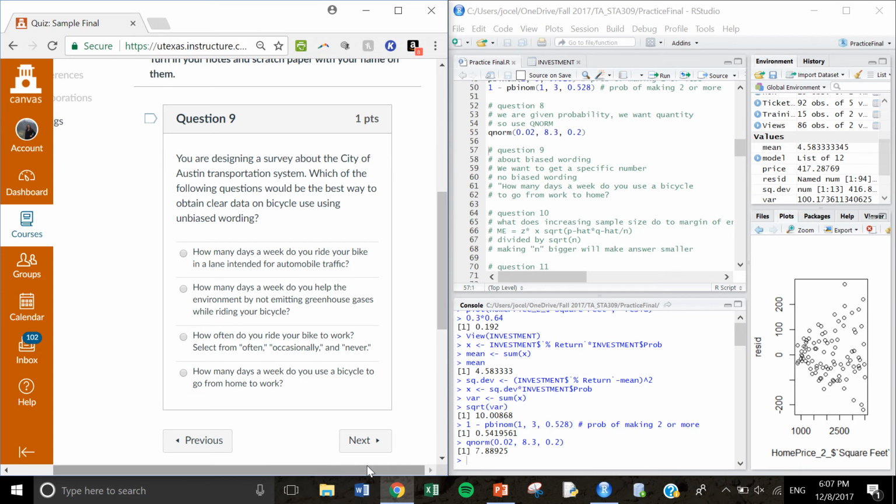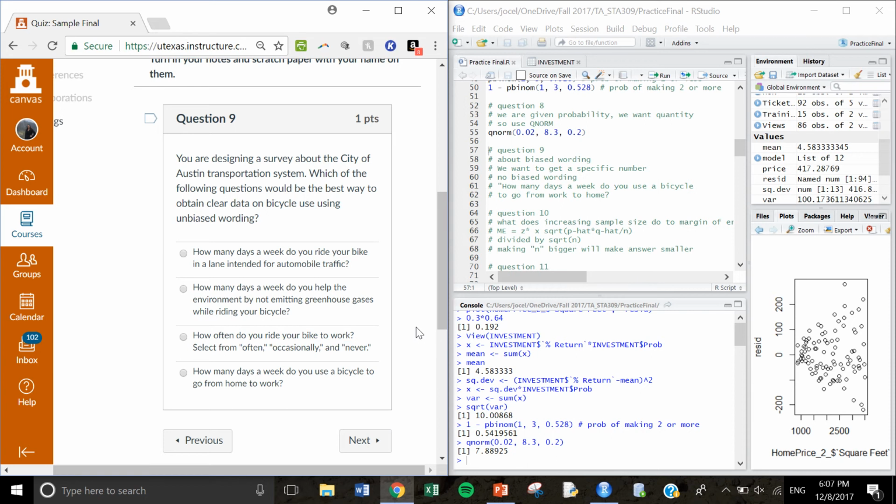A lot of people don't like these questions, but this one is actually pretty simple. So we can get rid of C right away because it says, how often do you ride your bike to work? Often, occasionally, or never. Those are not defined, and people can interpret these different ways, so that's why we will not select C.